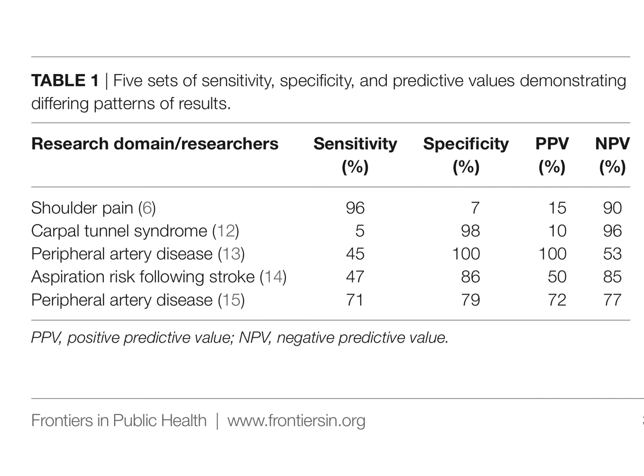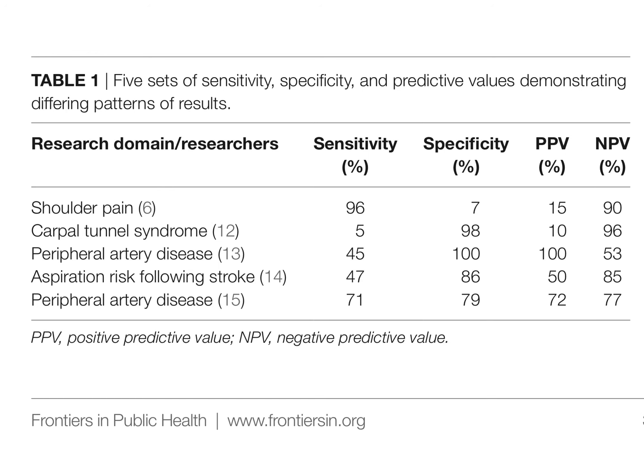So here are five sets of results which are presented by Trevethan, and they're from real screening instruments. One for shoulder pain, two for peripheral artery disease, one for carpal tunnel syndrome, and one for aspiration following stroke. And it gives you the full range of the values of sensitivity, specificity, PPV, and NPV. And the first thing you can see by looking at that and scanning across it is that these do not necessarily work or move in the same direction.